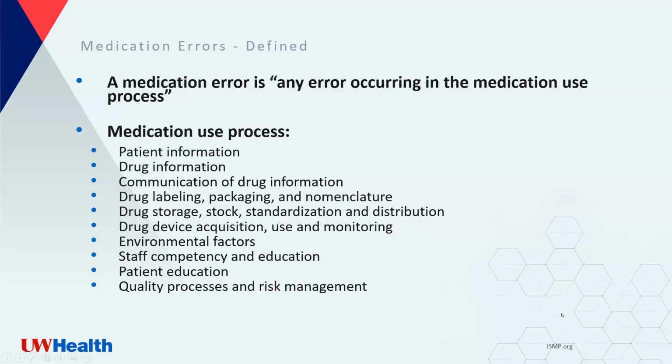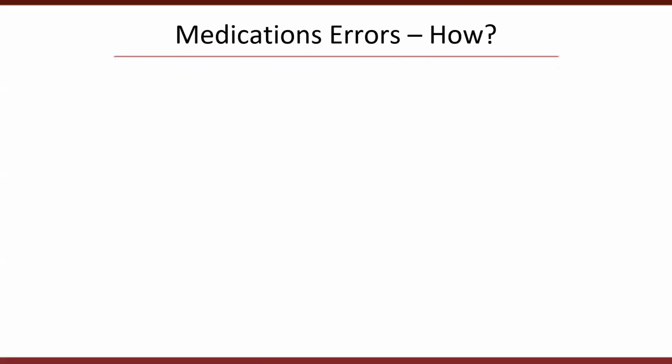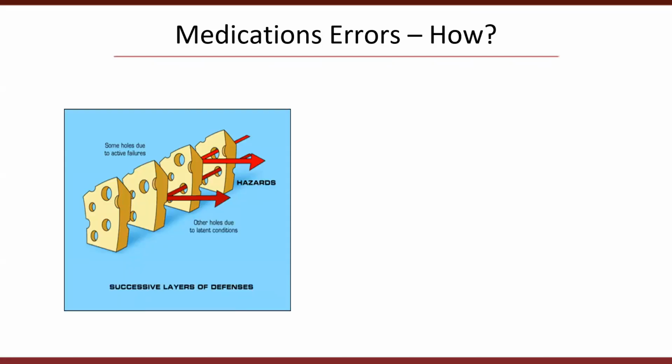A medication error is any error occurring in the medication use process. And that medication use process is everything from patient information and drug information up through environmental factors, patient education, and quality processes. So it can happen anywhere in those processes. So how do medication errors happen? You all remember the Swiss cheese effect. There are some holes due to active failures and other holes due to latent conditions.